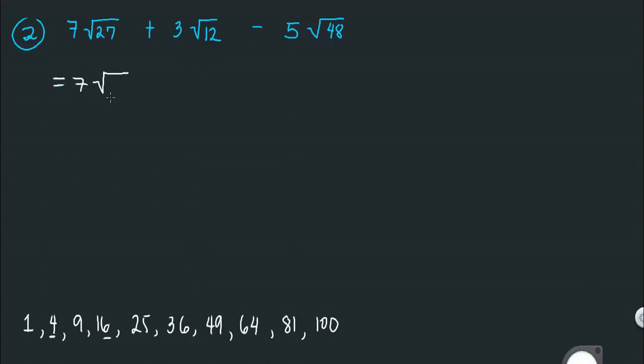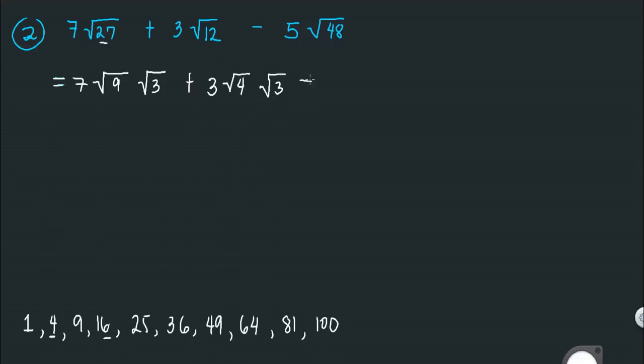So, 7 square root of 27. Ano yung perfect square number na pwede dyan? Na multiple ng 27, that is 9, no? So, 9 times 3. 9 times 3 is 27. Yes, that's true. For the next term, we have 3. Okay, asikasuhin natin yung 12. Hanap tayo ng perfect square number. We have 4. Okay? 12 is the multiple of 4. That is square root of 4 times square root of 3. Then, no? 4 times 3 is 12.